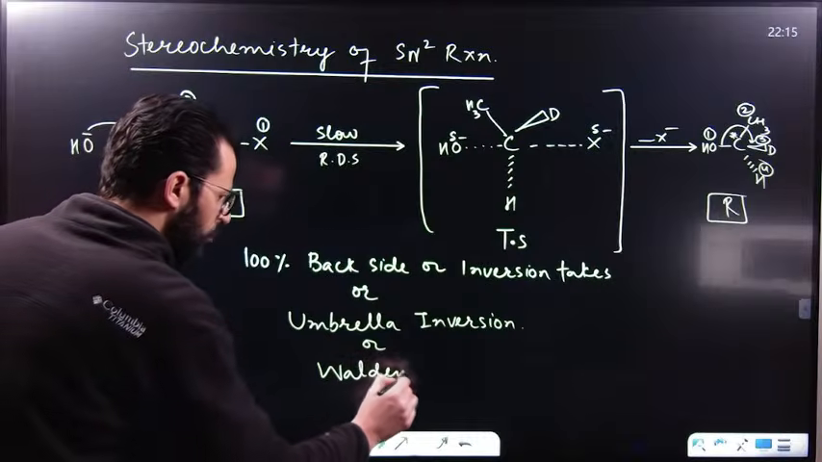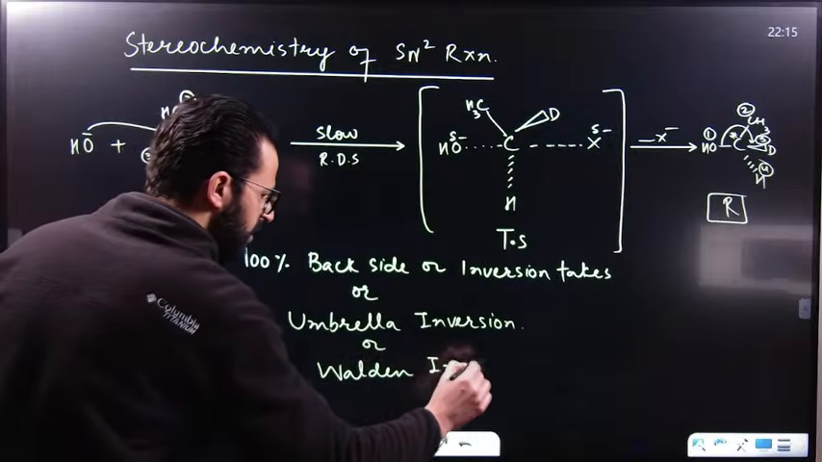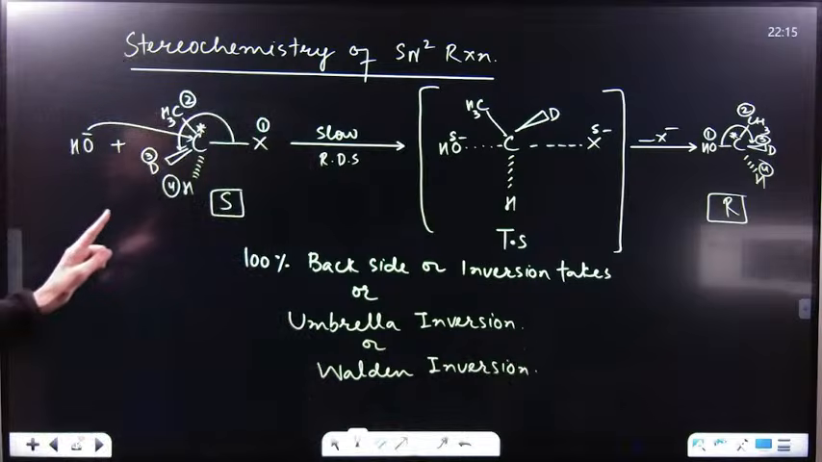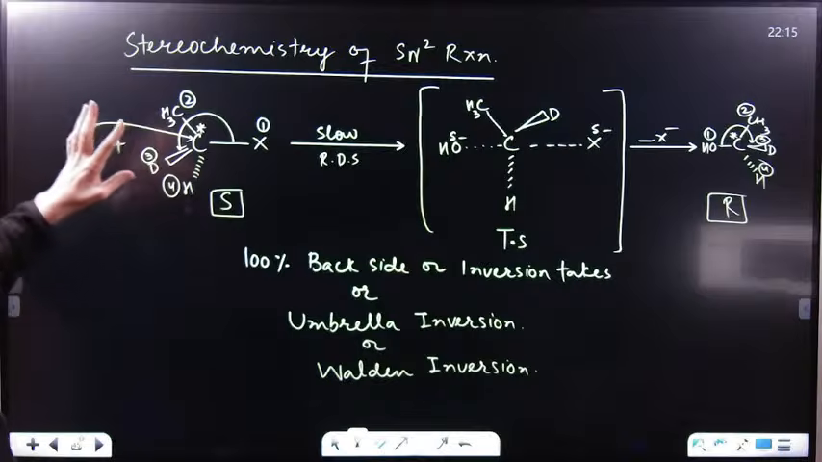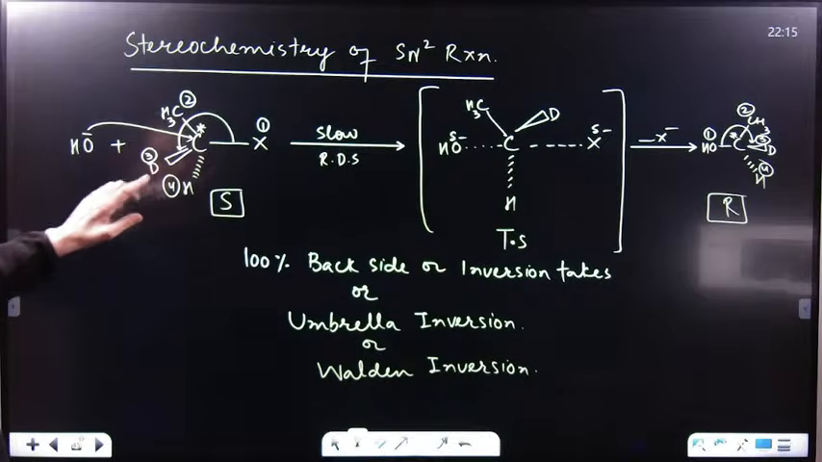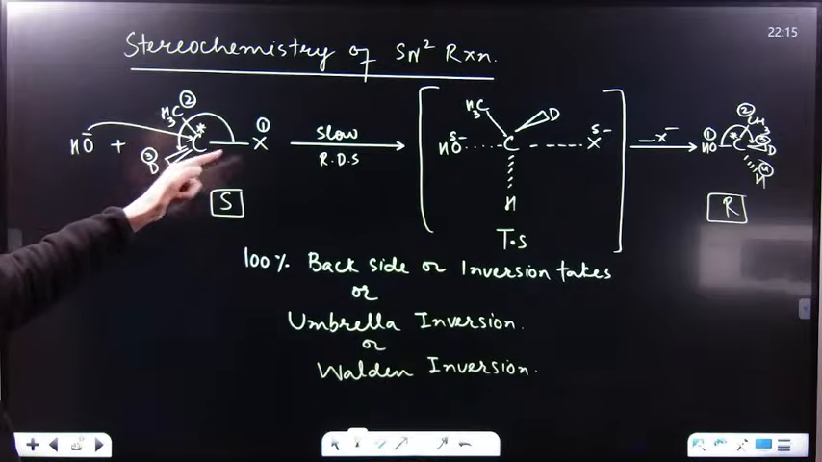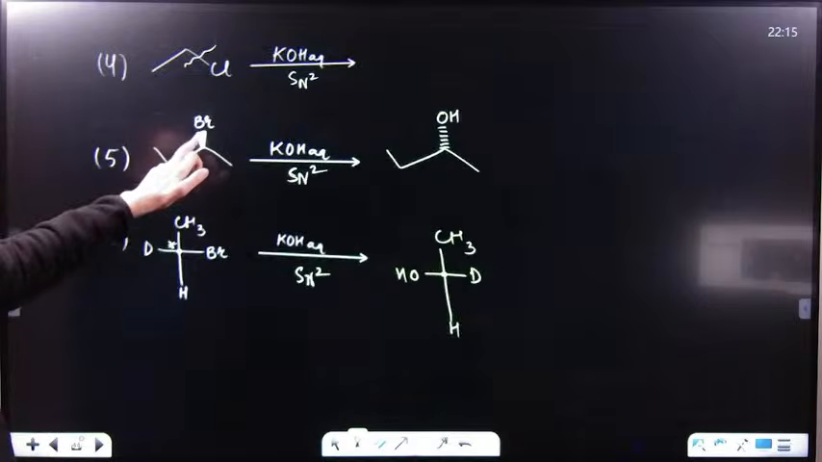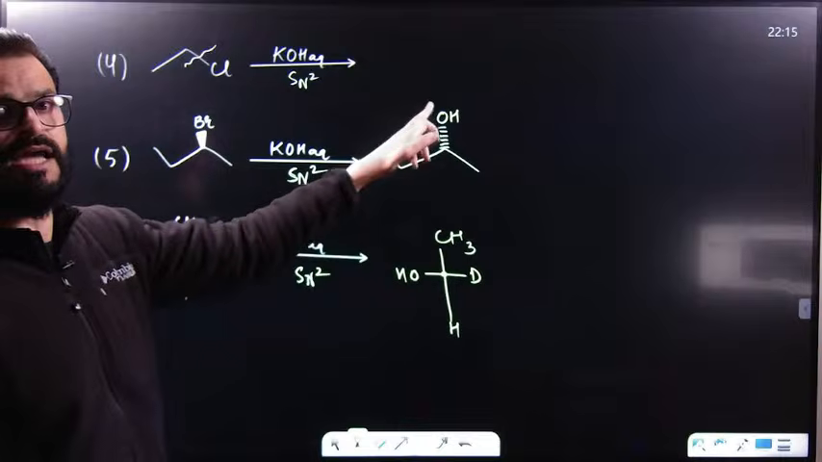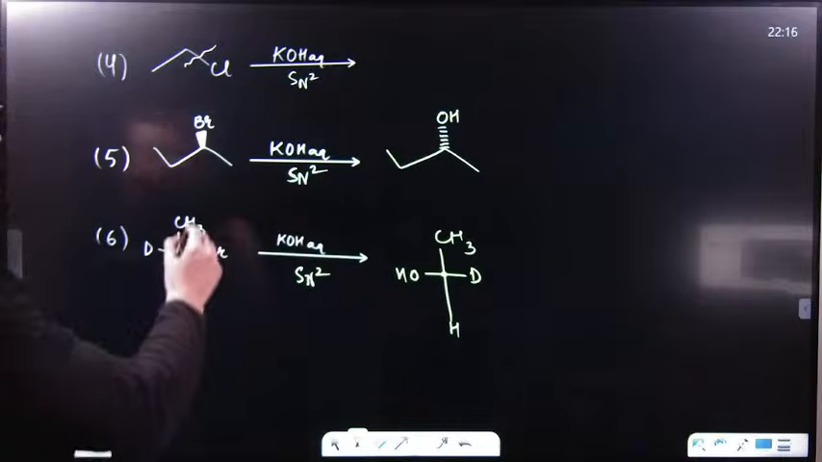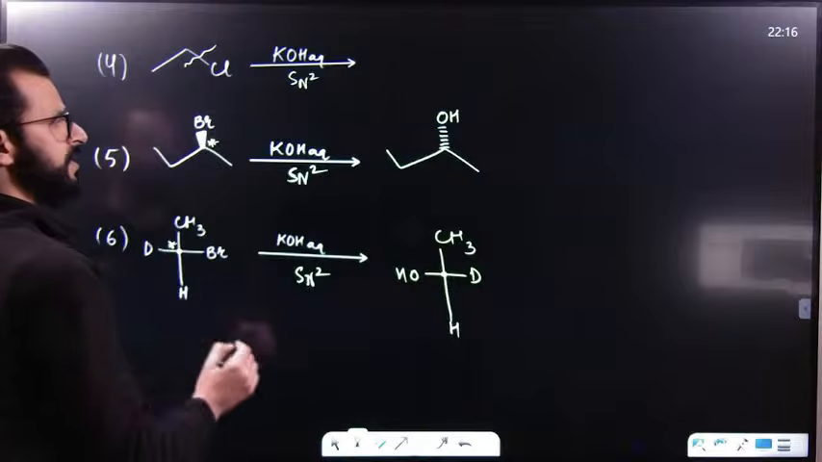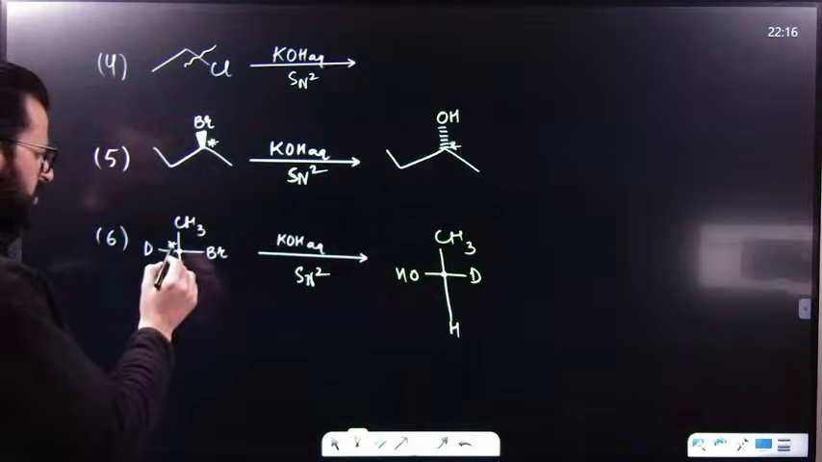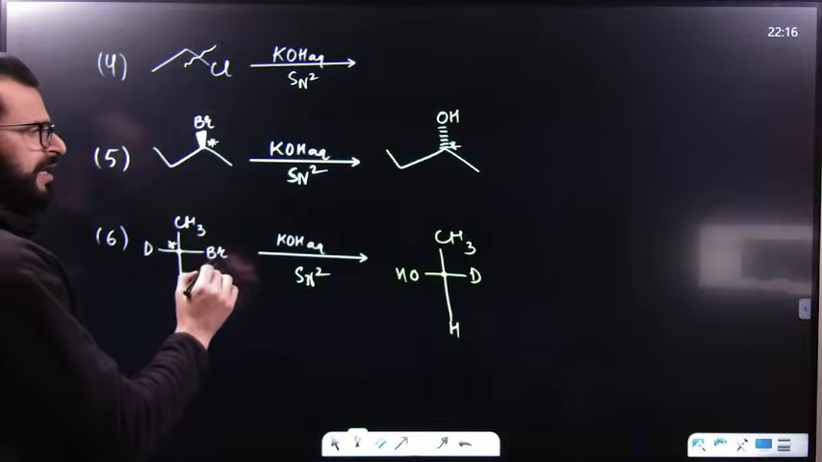So 100% Walden inversion, 100% backside attack, or 100% inversion takes place. Whenever you discuss stereochemistry, you have to attack the nucleophile from the opposite side to that of the leaving group. So if the leaving group here was above the plane, you have to attack that chiral center. First of all, you have to look, is this a chiral center? So you have to attack the chiral center from the opposite side. Similarly, this is the chiral center, so you have to attack it from the opposite side.